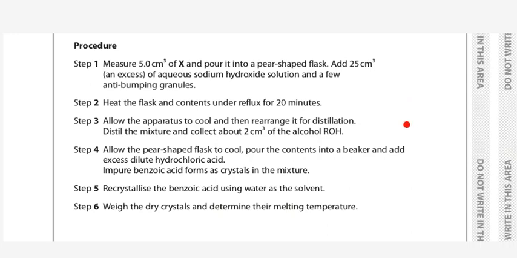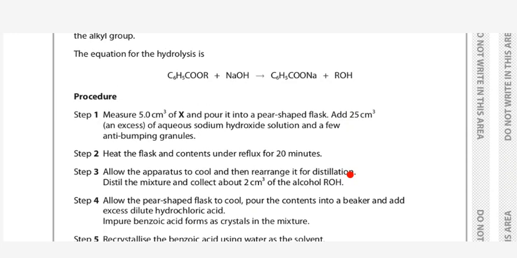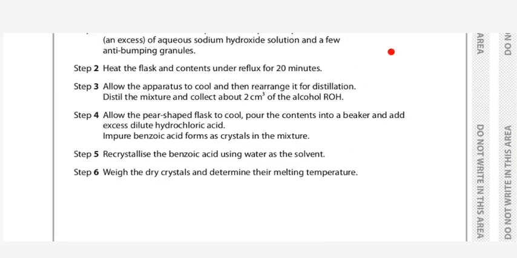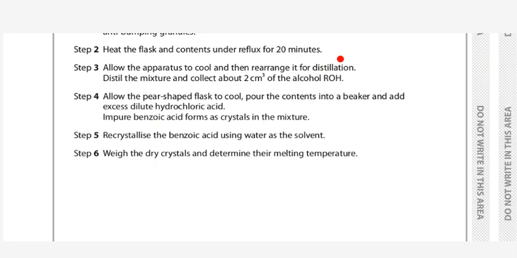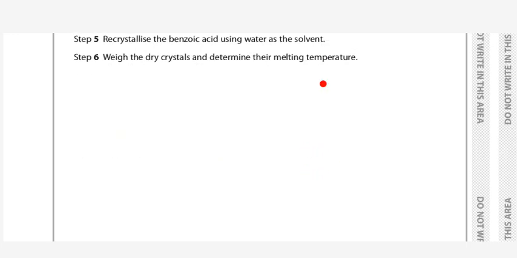Allow the apparatus to cool and then rearrange for distillation. Distill the mixture and collect about 2 cm³ of the alcohol ROH. Allow the pear-shaped flask to cool, pour the contents into a beaker and add excess dilute hydrochloric acid. This is important because the reaction is exothermic, so it's important to cool before you add the acid. Impure benzoic acid forms as crystals in the mixture. Recrystallize the benzoic acid using water as a solvent. We know how to do that, the 5 steps. Weigh the dry crystals and determine the melting temperature.